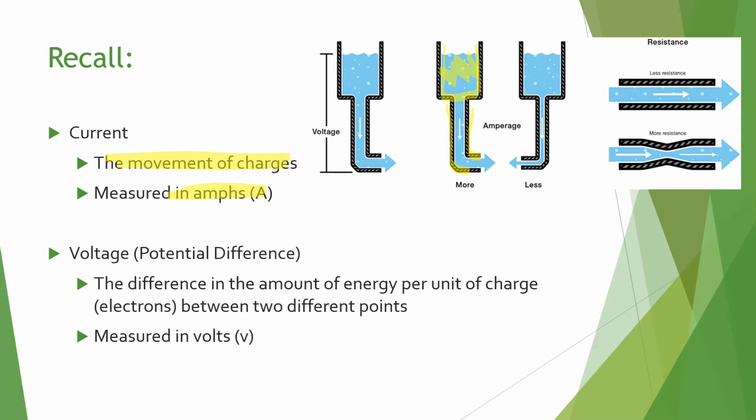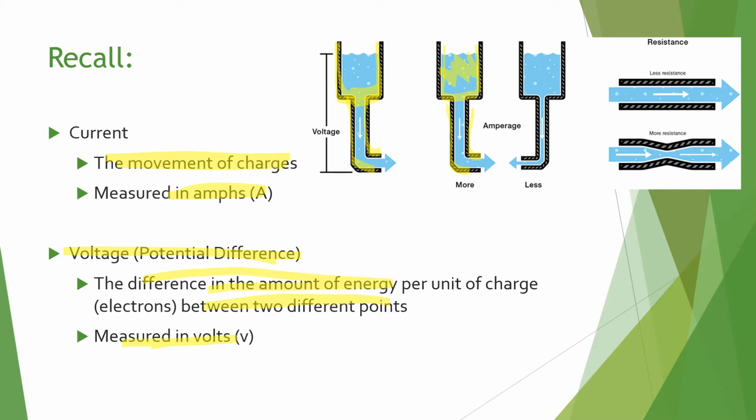Then we have voltage, also known as potential difference. Okay, this is the difference in the amount of energy per unit of charge between two different points. Okay, the difference measured in volts. So when we looked at our water tank analogy, voltage is represented by water pressure. So up in the tank here, the water pressure is greater, whereas down in the hose, the water pressure is lower or has decreased. So this is to show how the voltage is the difference in energy at 2 points in a circuit.